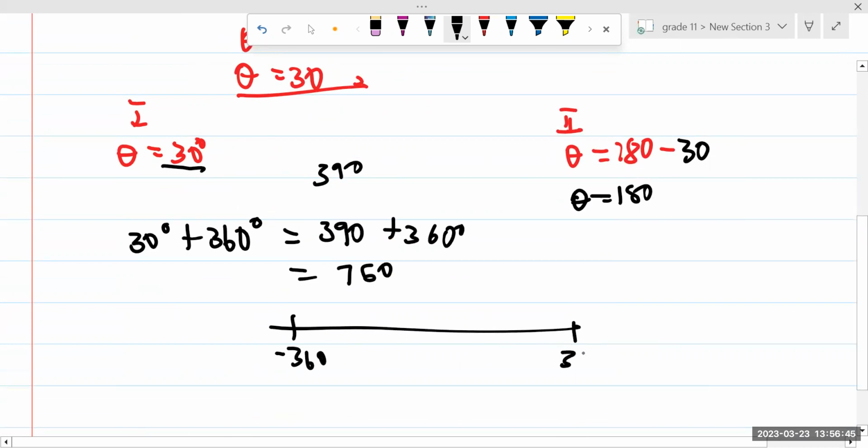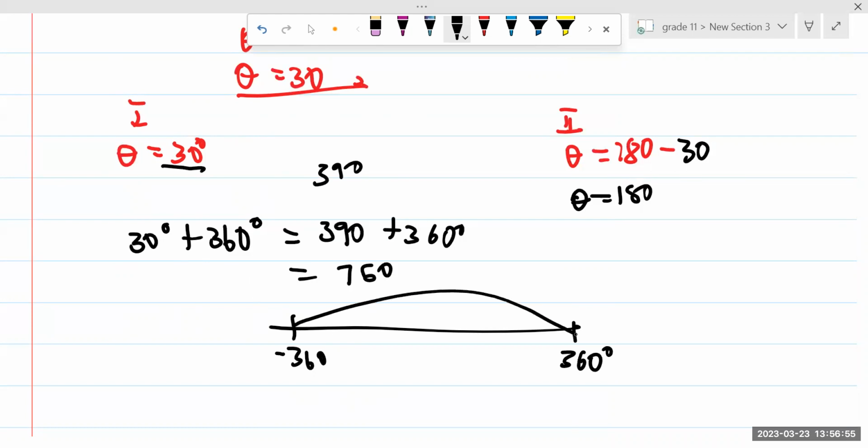Up until what? Up until 360. Is 390 part of the solution? Can we accept 390? They want values between minus 360 and 360. If you get 390, is it part of the solution? It's not part of the solution. So 390 is not part of our solution, as much as it gives us 1 over 2, it's not part of the solution.